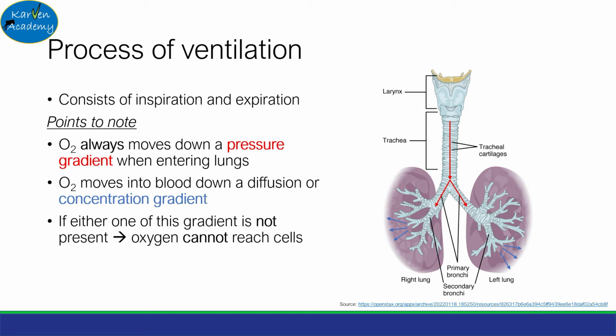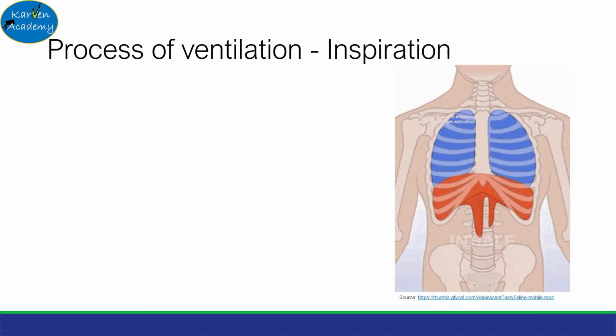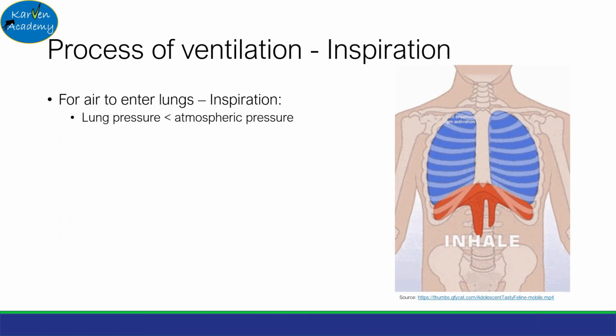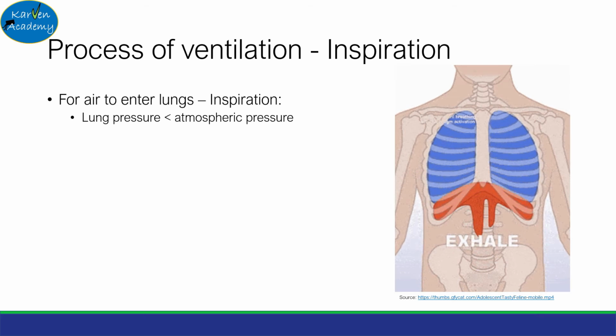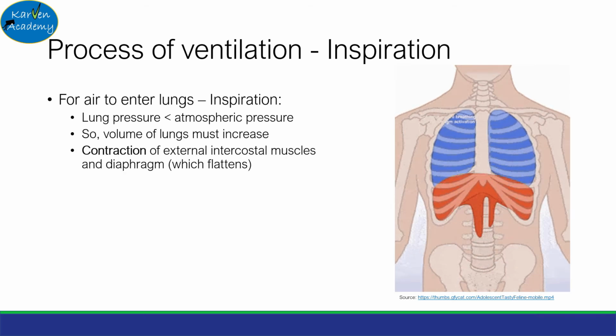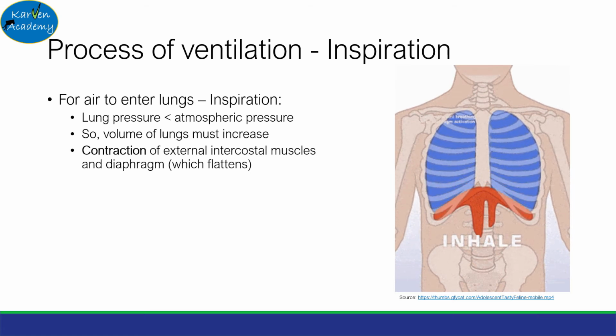Hope that makes sense. An important law that governs ventilation is Boyle's law, which you may remember from GCSE. The law states that volume is inversely proportional to pressure, and keep this in mind as it's important for what we'll see next. For air to enter the lungs, the lung pressure must be lower than atmospheric pressure, hence creating a gradient. And for this to happen, the volume of the lungs must increase, which is done by creating a vacuum.